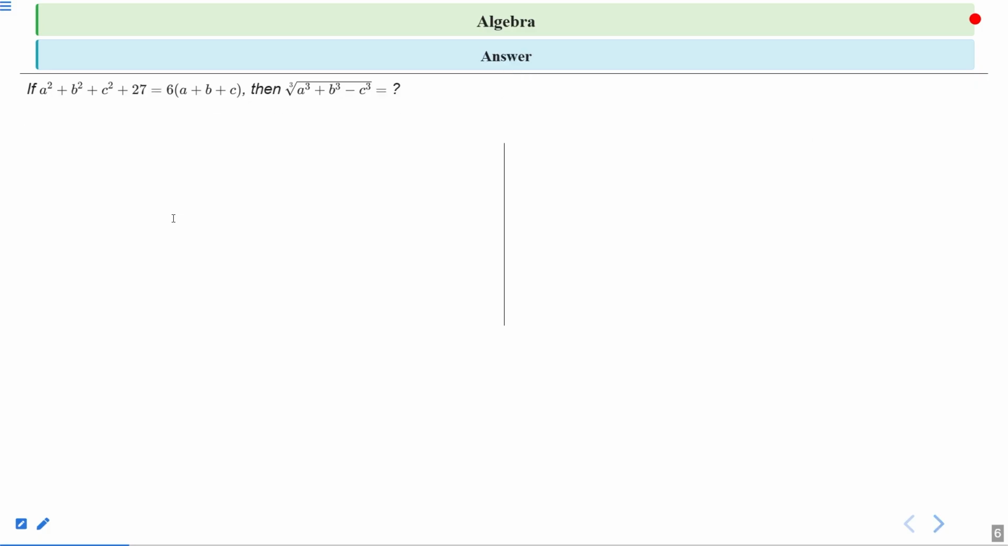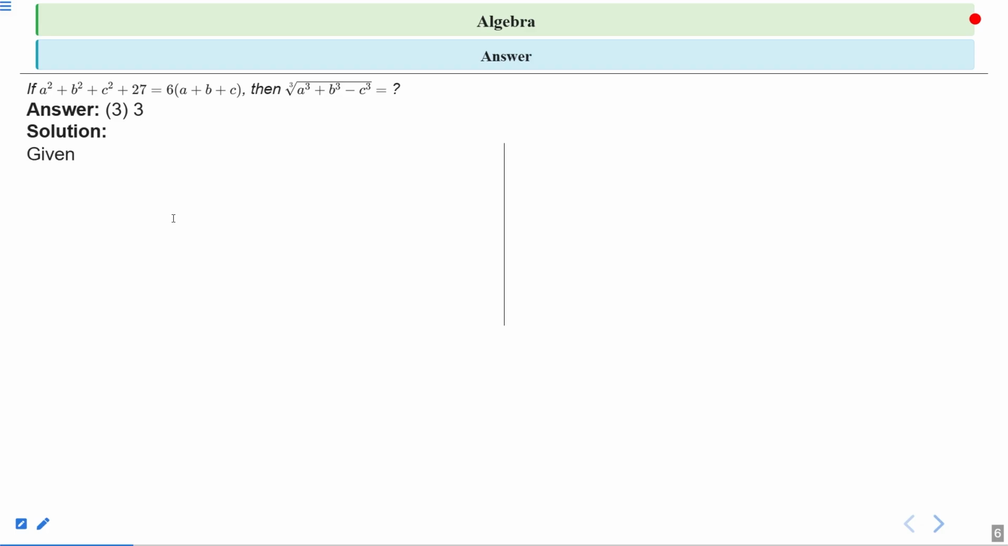So the question says that if a square plus b square plus c square plus 27 is equal to 6 times a plus b plus c, then what is the value of the cube root of a cube plus b cube minus c cube? The correct answer of this question is the third option, which is 3. Now see the detailed solution of this question.